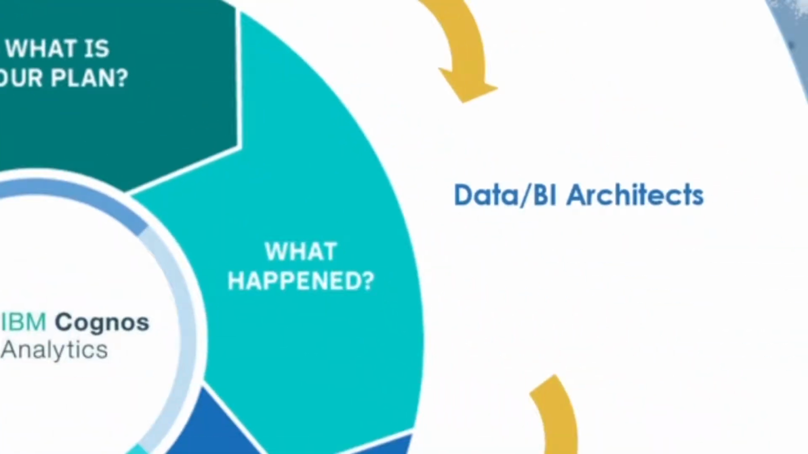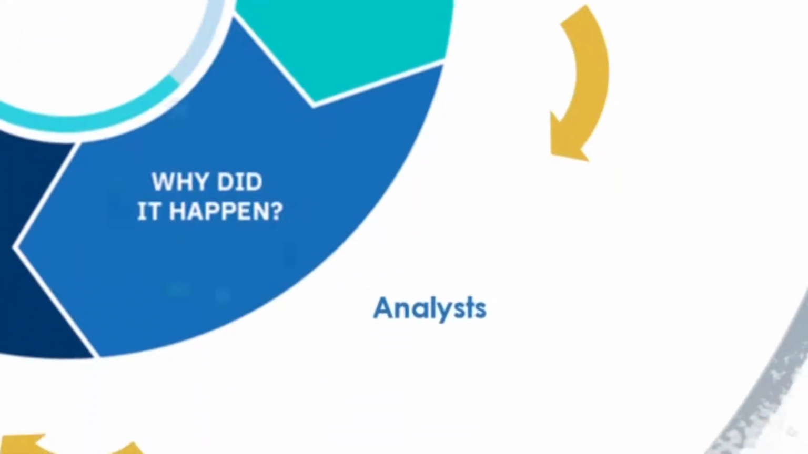Next, we ask, what happened? This is where data and BI architects create insights by building out data models and reporting in Cognos. After that, analysts will use the solutions to understand why did it happen, by which these consumers will analyze the solutions created in the previous step provided within the Cognos interface.